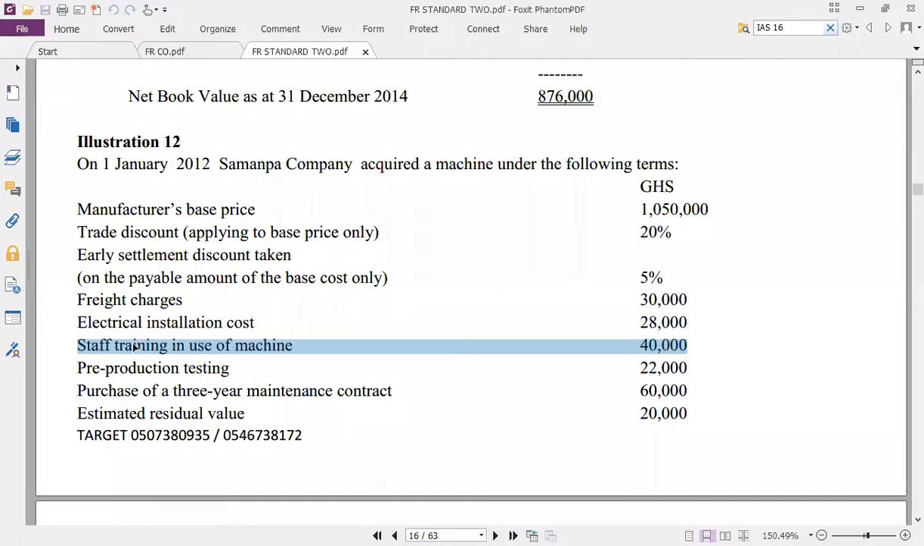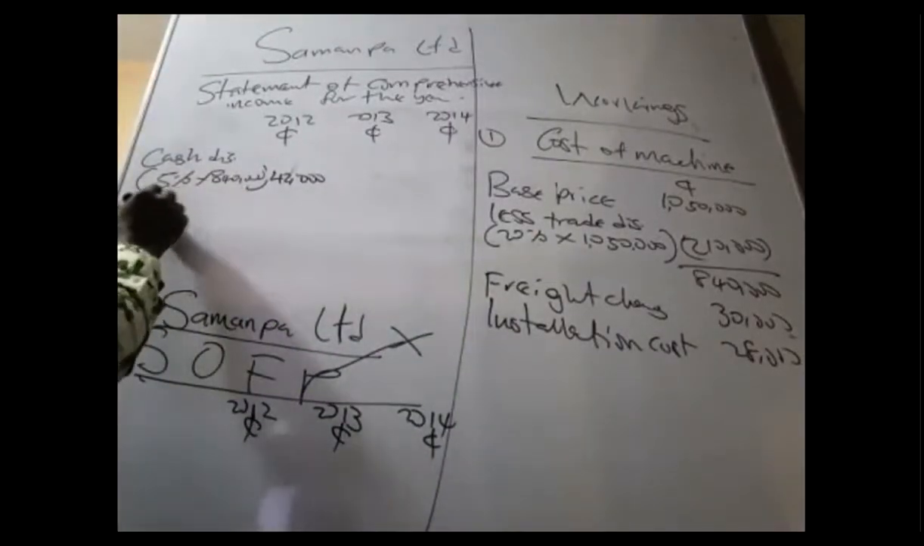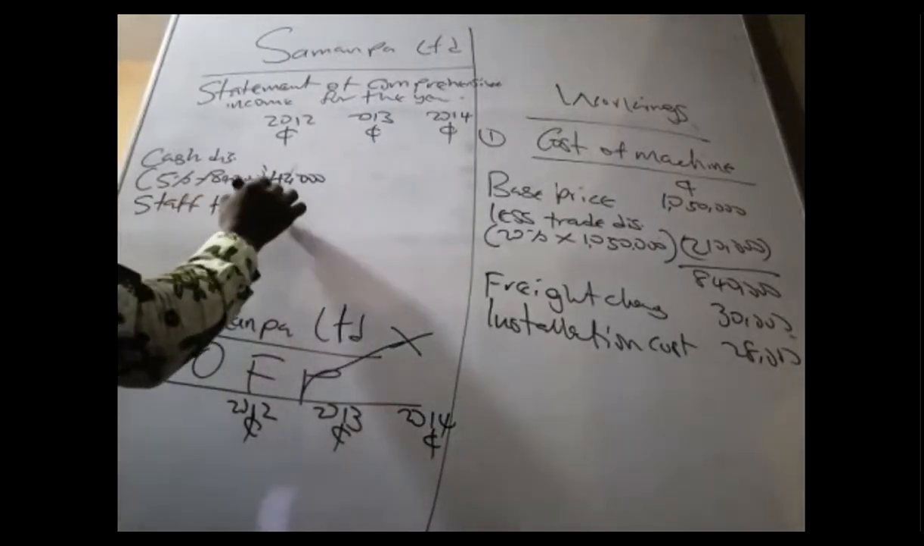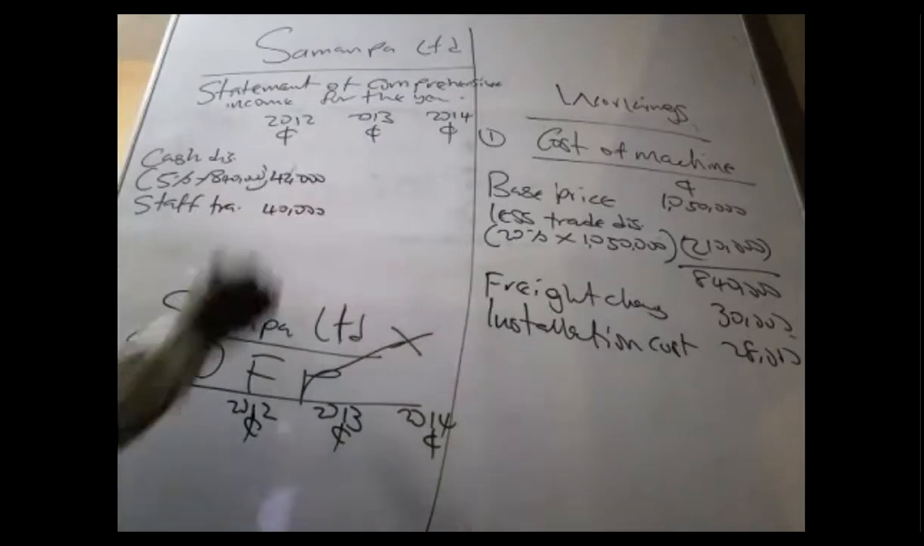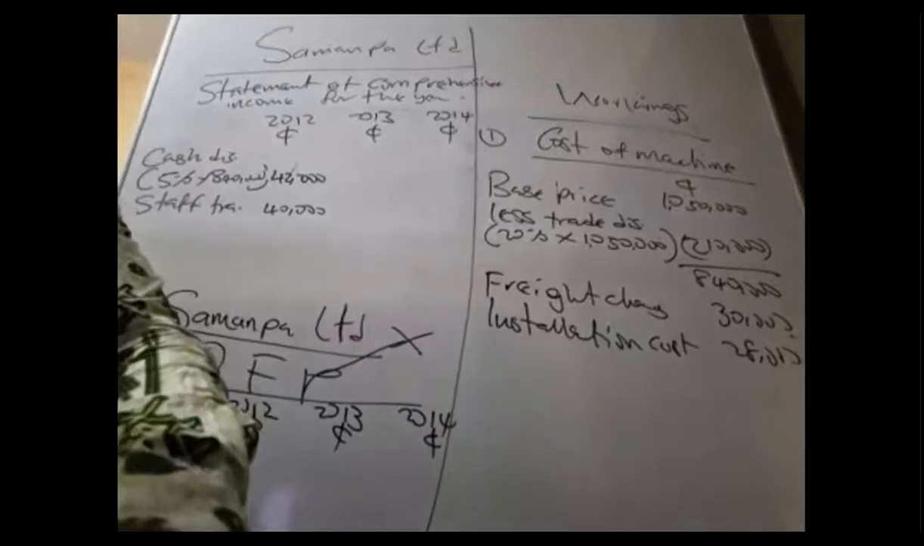Staff training, use of the machine. Staff training. No, staff training should not be part. It must be expense. So come here. Let us examine: staff training cost should not be part of it. So staff training cost 40,000 should not be part. I'm saying good. Must be expense here.